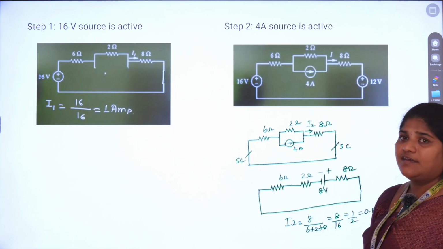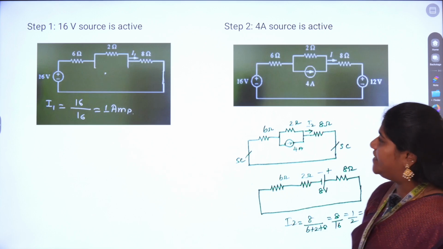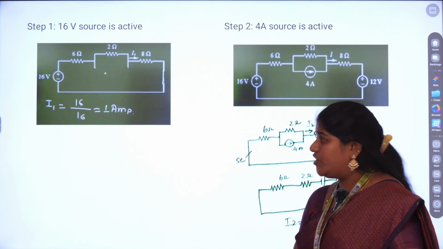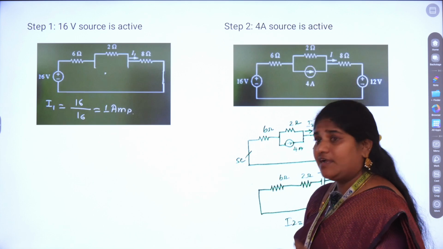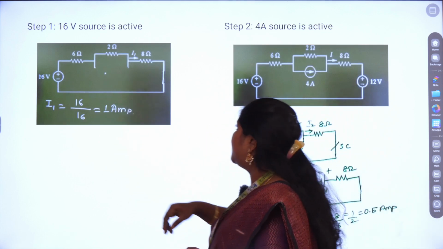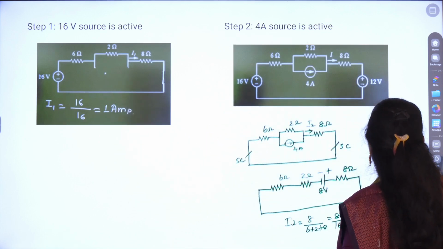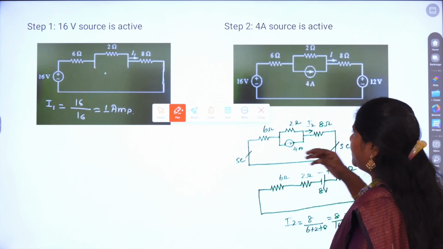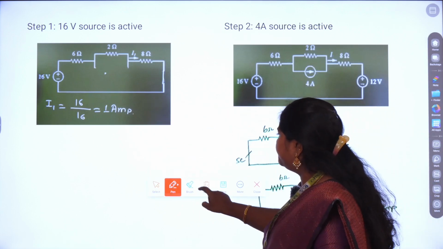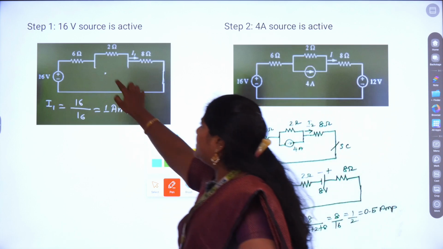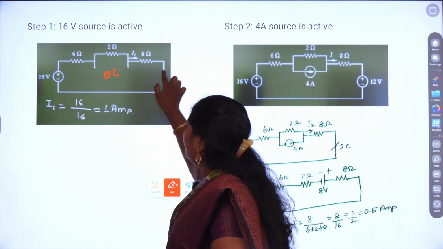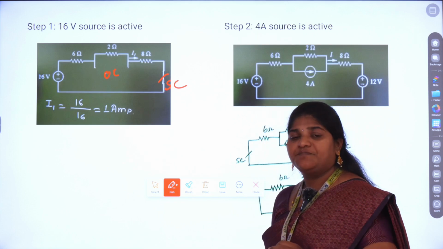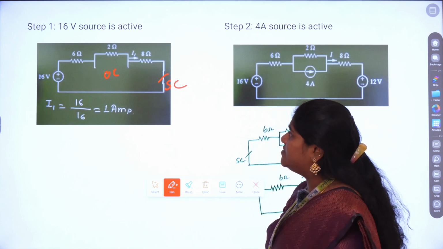As you can see here, out of 3 sources, initially I am taking only the 16 volt source as active. Because of the 16 volt source, my current source is getting open circuited and the other 12 volt source is getting short circuited. Those differences you can very well see. This is open circuited and this is short circuited. I am keeping only 16 volt active and making the others inactive.